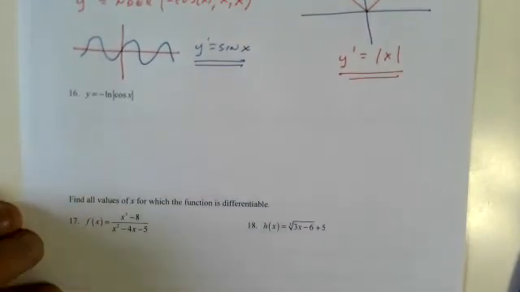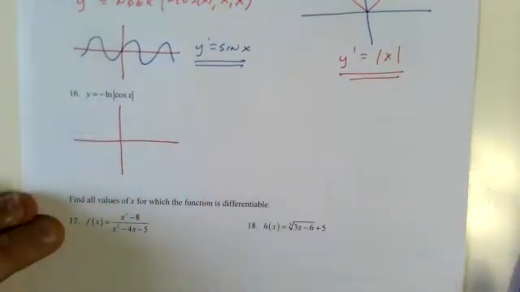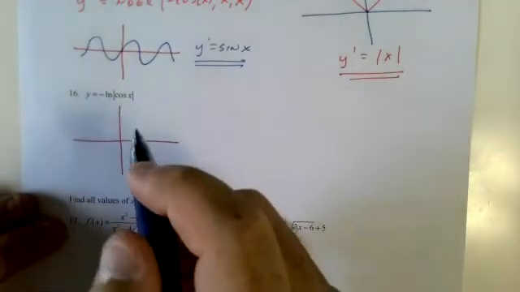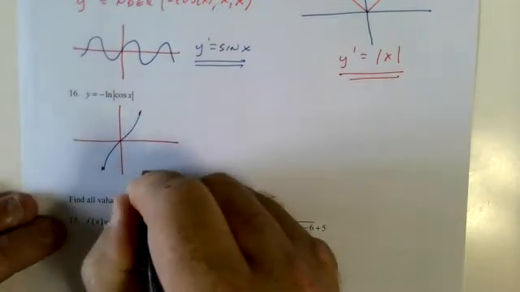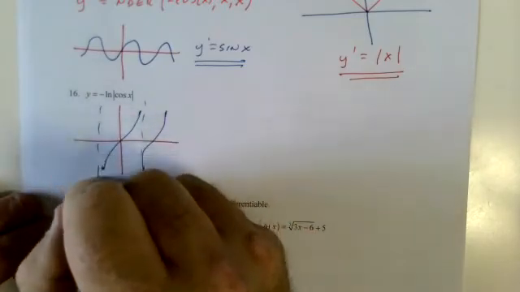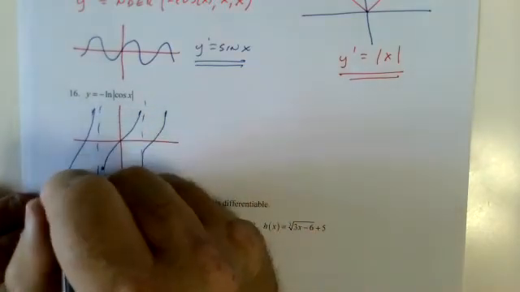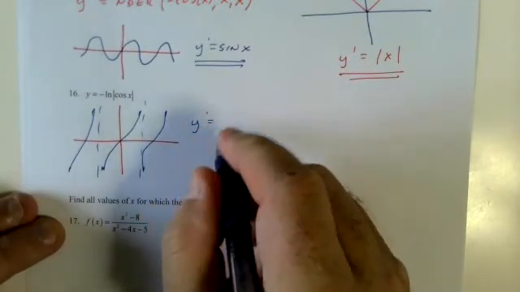Okay, and when we graph this one, I actually know why it does that. We get this. So y prime equals tangent of x.